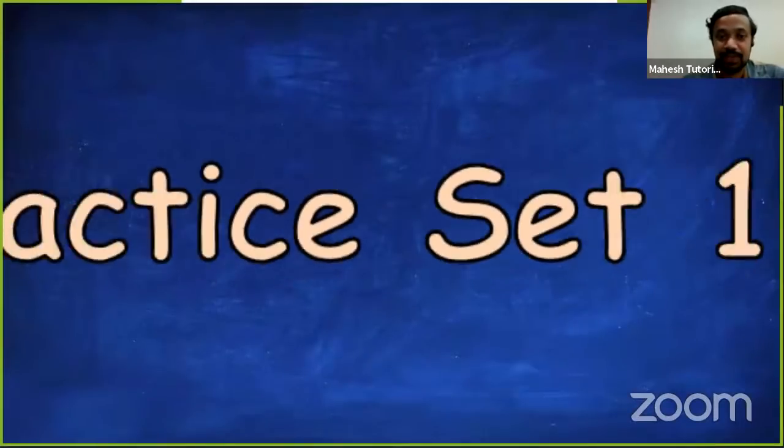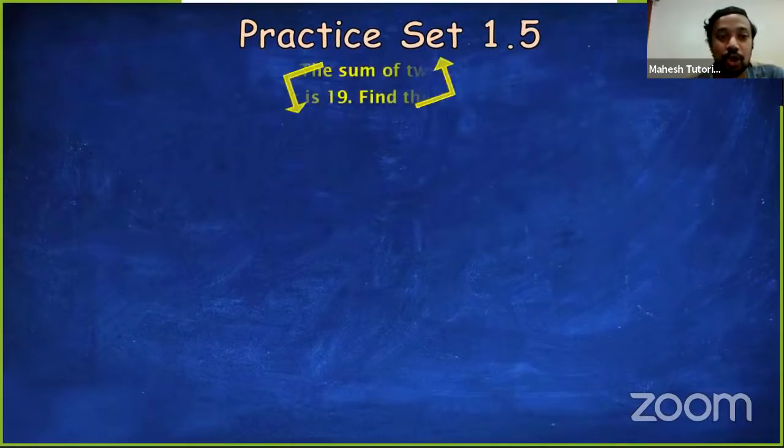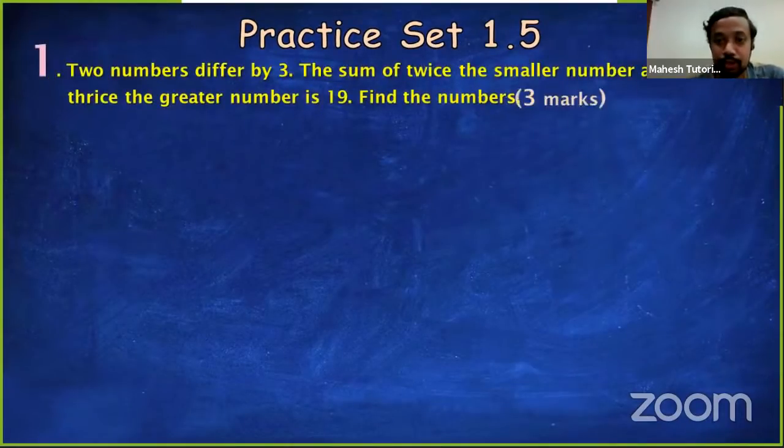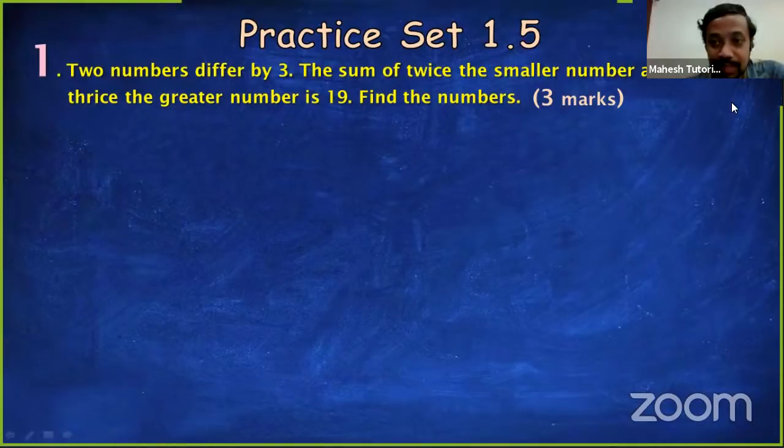So let us start with the first word problem in this chapter, that is practice set 1.5, question number 1. Now students, this sum carries weightage of 3 marks. I want every one of you to read the question together now. Two numbers differ by 3. The sum of twice the smaller number and thrice the greater number is 90. Find the numbers.